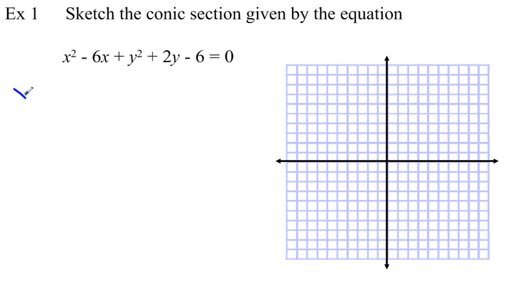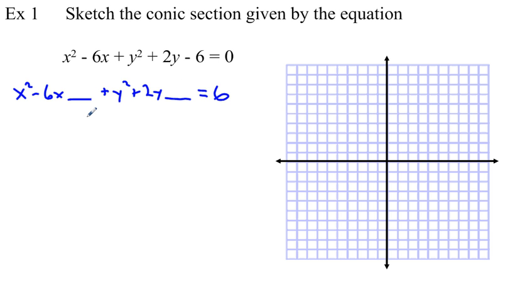I'm going to first group my x's together, x squared minus 6x, and then I'm going to leave a space. Then I'm going to group my y's together, plus y squared plus 2y, and then I'm going to leave a space. And see that minus 6? Let's add 6 to move it to the other side. So I'm going to say equals 6. Same equation, just written in a little bit different order.